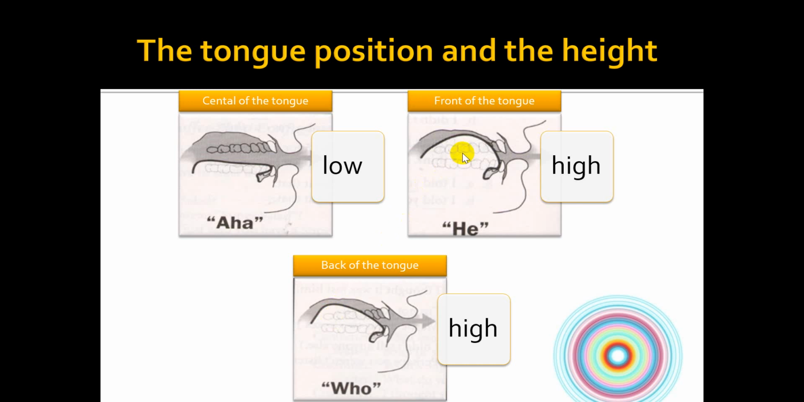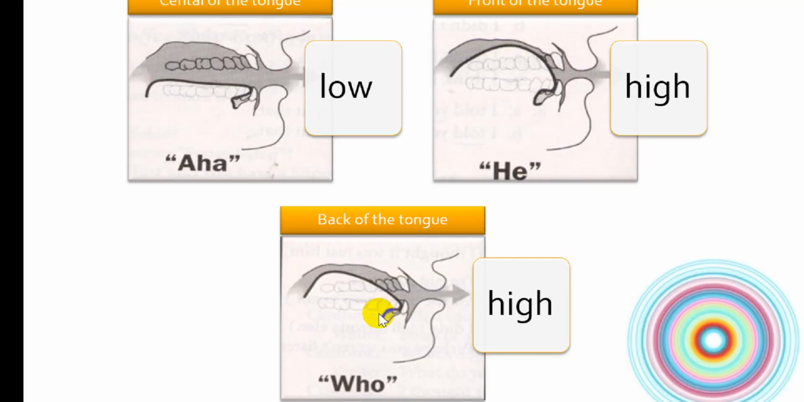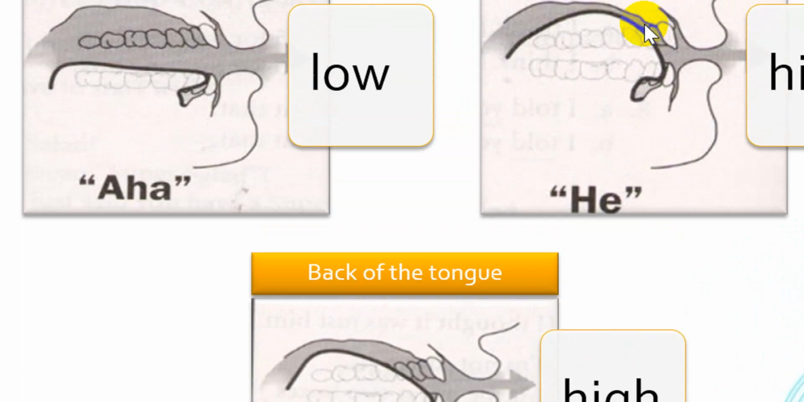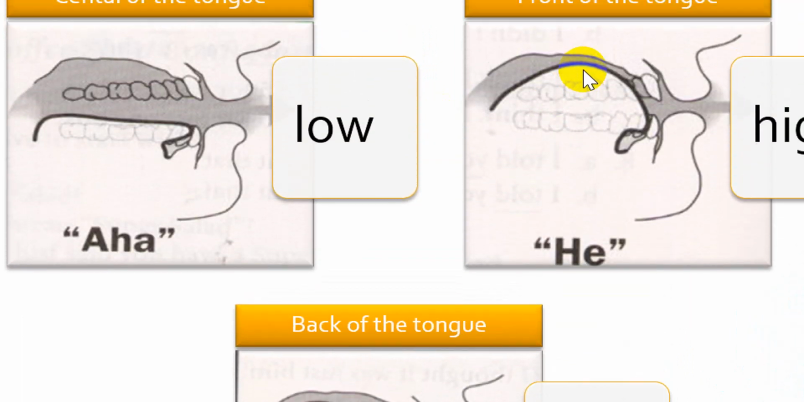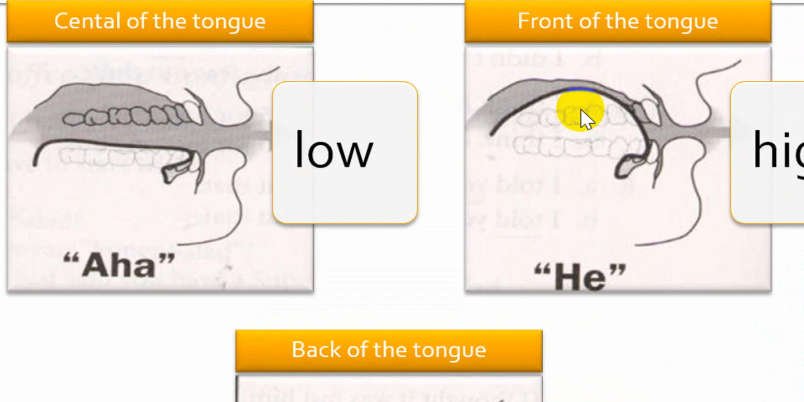If you compare picture number 2 and picture number 3, both are raised high, but in one it is the back of the tongue which is raised high, and in the other, the front of the tongue which is raised high.